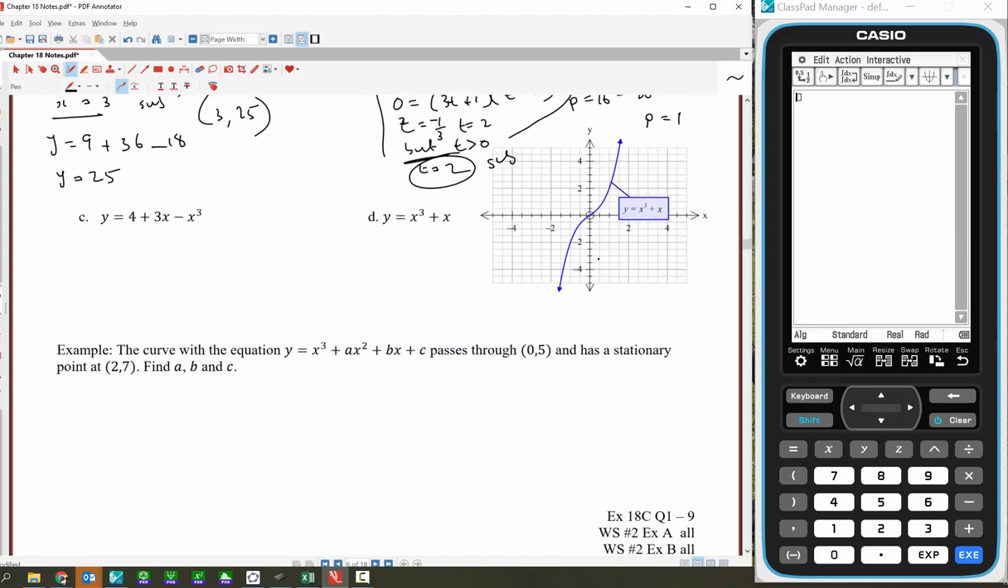All right, this next one, we've got this function here and we need to find the stationary point, so let's get our derivative.